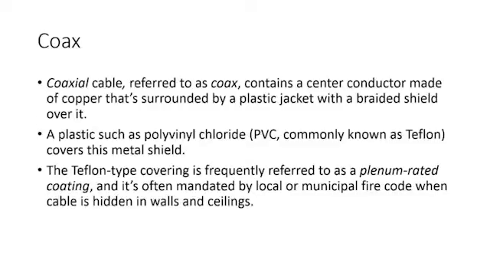It has that copper prong in the middle, the conductor, and then around it, if you look down in there, or if you've ever cut one, there's plastic all the way around it that protects it. And then for strength, they put that braided shield around it, and then they cover it with plastic, like PVC or a Teflon coating, to protect that. That's what covers that metal shield and gives it that black or white look, whichever kind you get. Now that Teflon type covering is frequently referred to as a plenum rated coating.